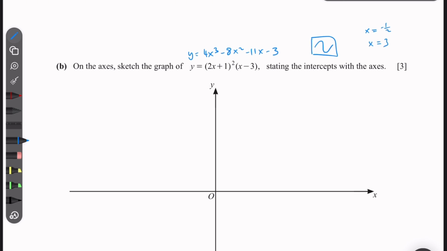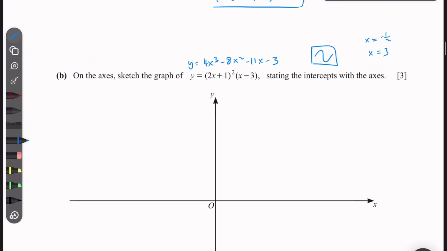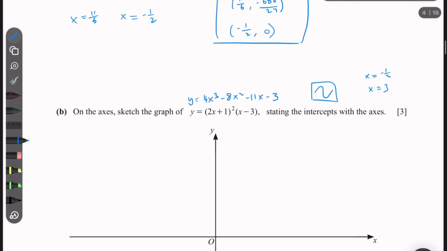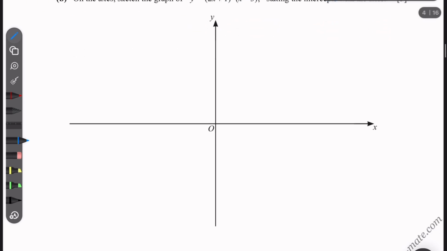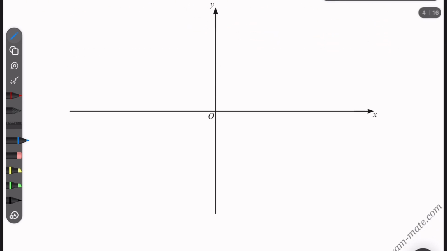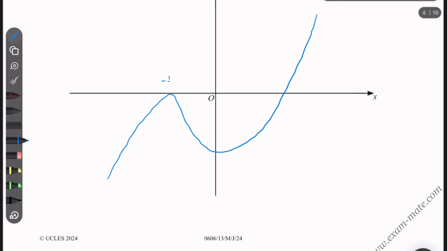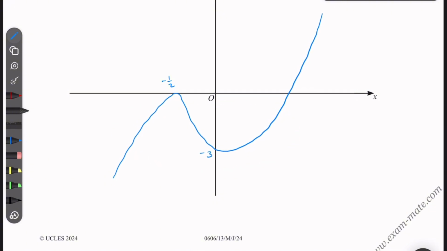And also we found the coordinates of the turning points in part a, so we can roughly tell which quadrant the turning points of the cubic graph will be in. And now we can just draw it out. And so the graph will touch the x-axis at one point, minus half, and then the y-intercept will be minus 3. But let me just adjust it a little bit.